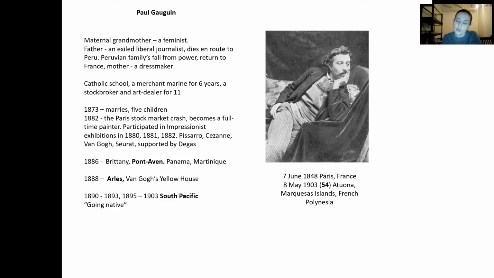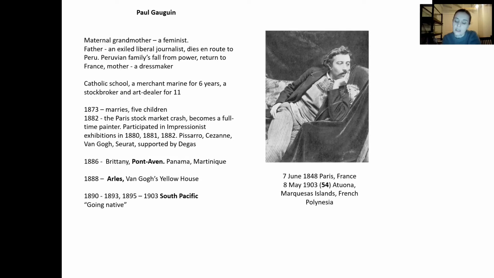In 1882, the stock market crashes. He loses his job. He moves to Copenhagen, where his wife is from, for a little bit. He doesn't like living with his wife's relatives. He doesn't want to learn the language. So he abandons his family, comes back to France. And from that moment on, he is a full-time painter, not successful financially, just like Van Gogh. He doesn't sell a lot during his lifetime.